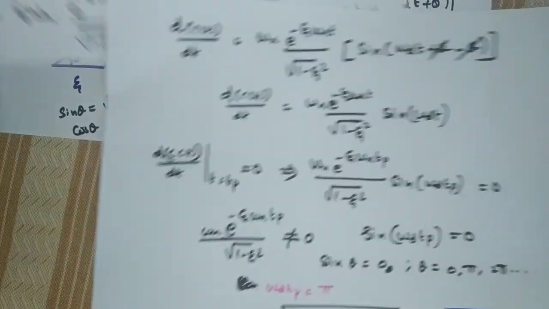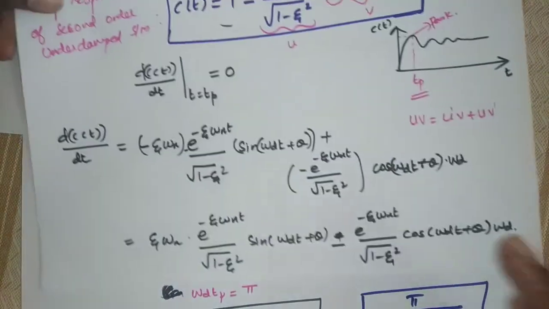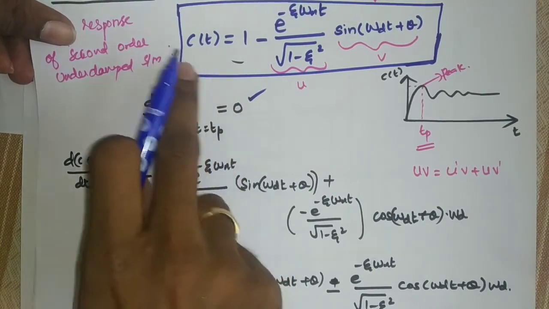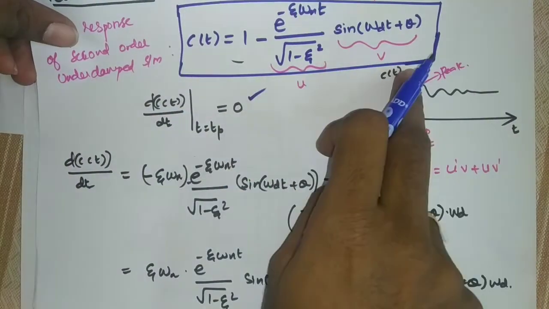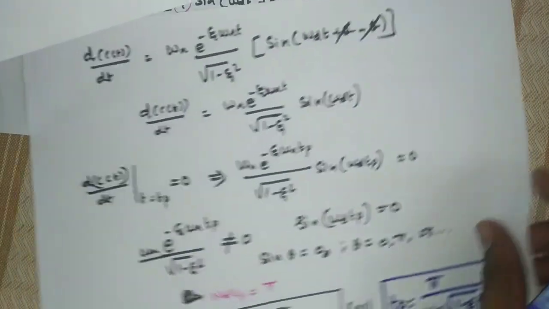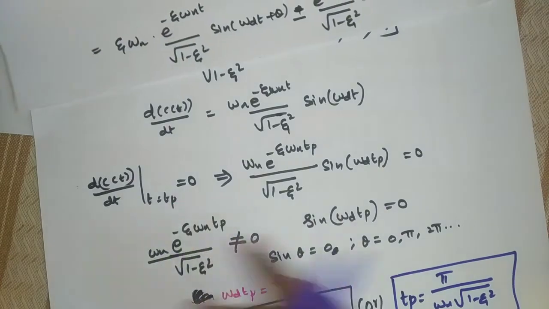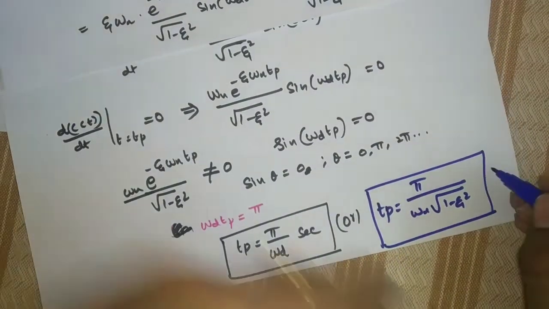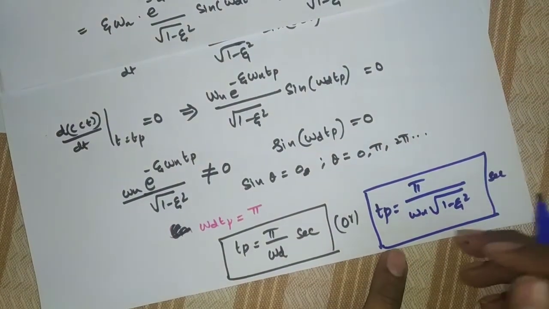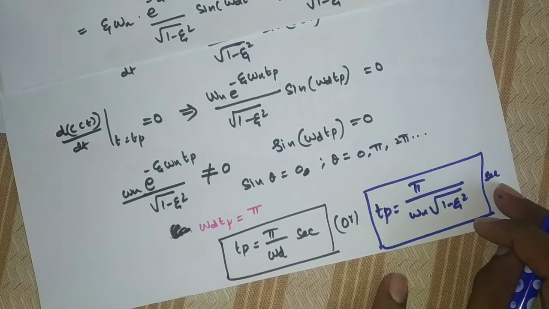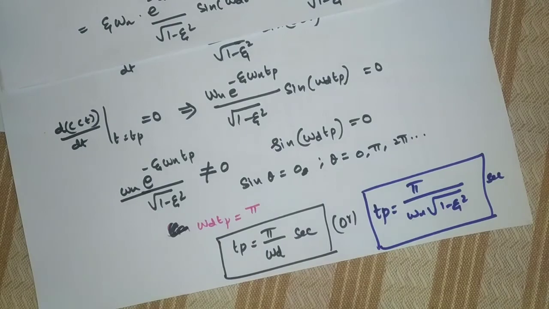This is possible by means of considering this solution, taking differentiation of c of t and equating with 0. While equating with 0, you substitute t equal to tp, and then by rearranging the equation, we get tp as pi by omega d or pi by omega n into root of 1 minus eta square. The time unit for the peak time is seconds.